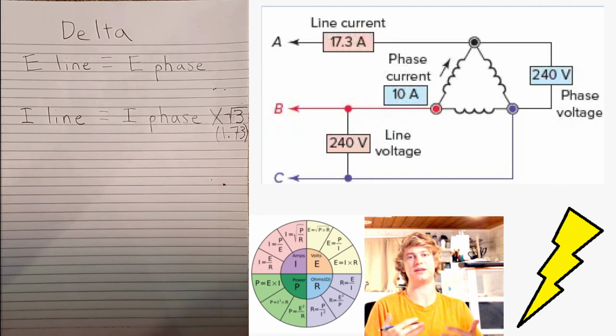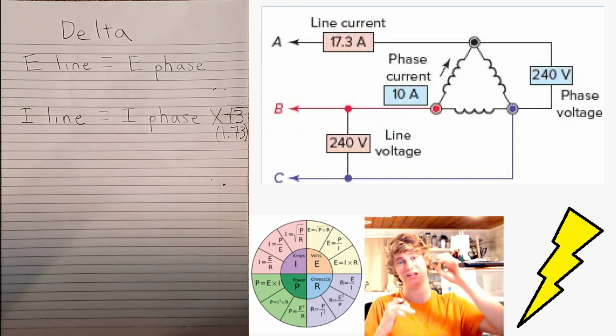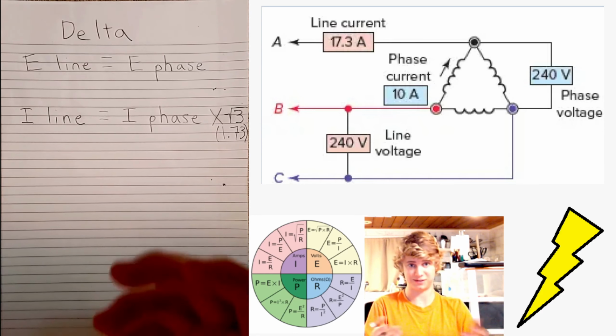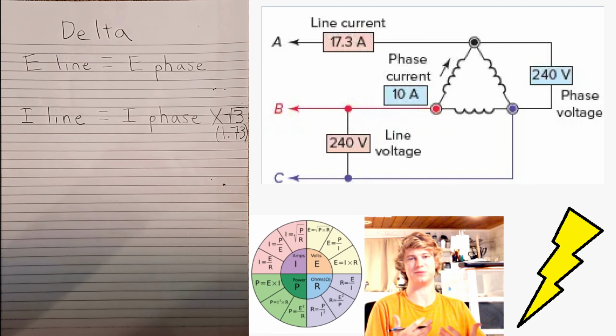Okay, so basically what we need to get out of this is that the line is always going to be bigger than the phase. Okay, the phase goes through a single rotor or a single phase. Well, the line is going to be measured from the two lines in a three-phase system. We're going to see that in a three-phase system, two of the phases are always wired together in a way that they are cycling their energy.